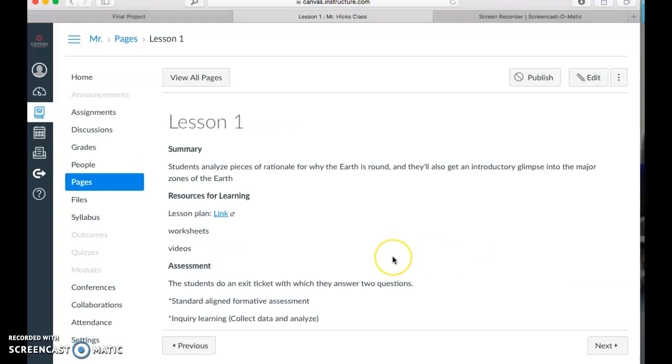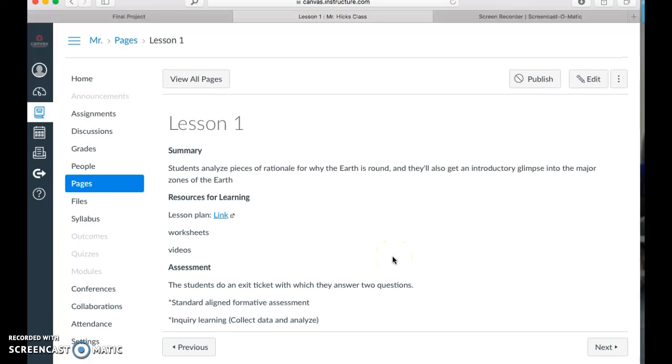For the third standard, first lesson, I used standard-aligned formative assessment and inquiry learning, which included collecting data and analyzation. And students were asked to analyze pieces of rationale for why the Earth is round, and they'll also get an introductory glimpse into the major zones of the Earth.